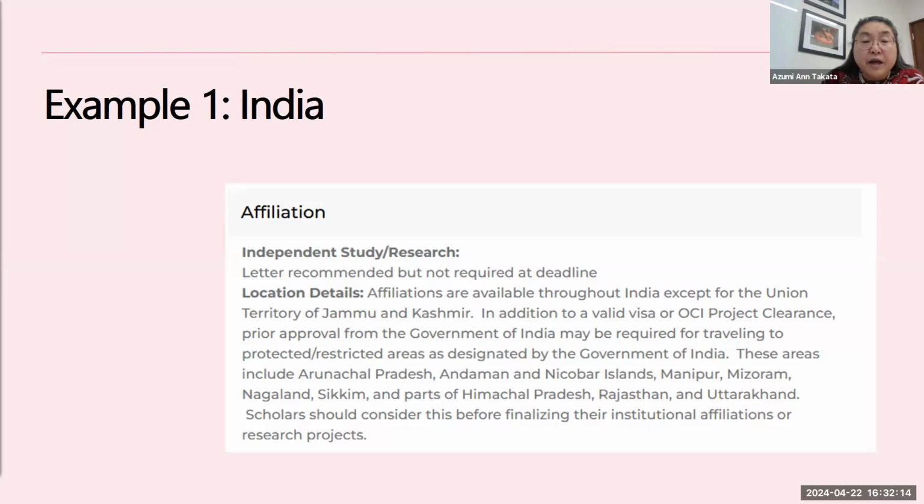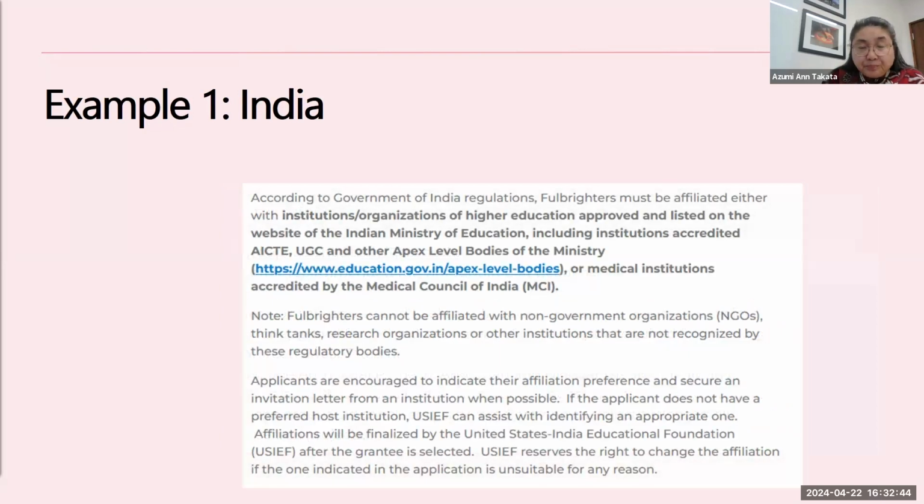There are restricted areas, and part of this I think has to do with health and safety, physical safety related issues, and so again there are restrictions on where you can go. And the India page continues, and so this is the second half of the description for India.